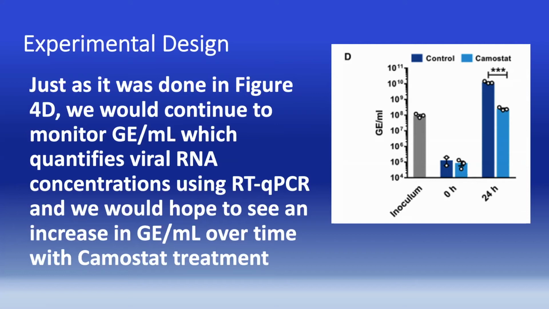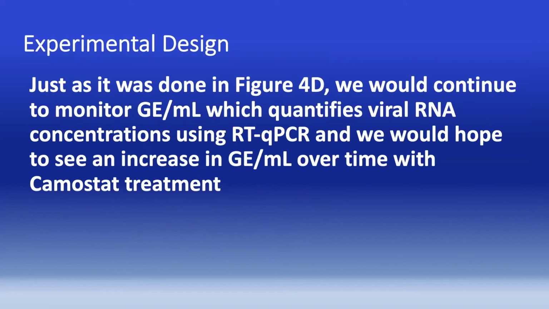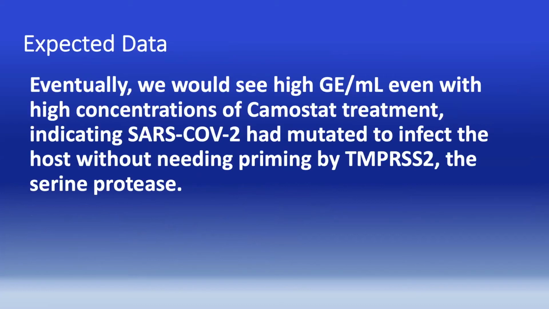The way we would monitor the virus is by doing what was done in figure 4D that was covered earlier. We would monitor the genome equivalent per ml using RT-qPCR, which quantifies viral RNA. And we would hope to see increasing concentrations of GE per ml, or viral RNA, as we continue to passage cells and propagate the virus, while camostat concentrations are also increasing. Eventually, we would end up seeing really high GE per ml values, or really large amounts of viral RNA, even with a high concentration of camostat treatment.